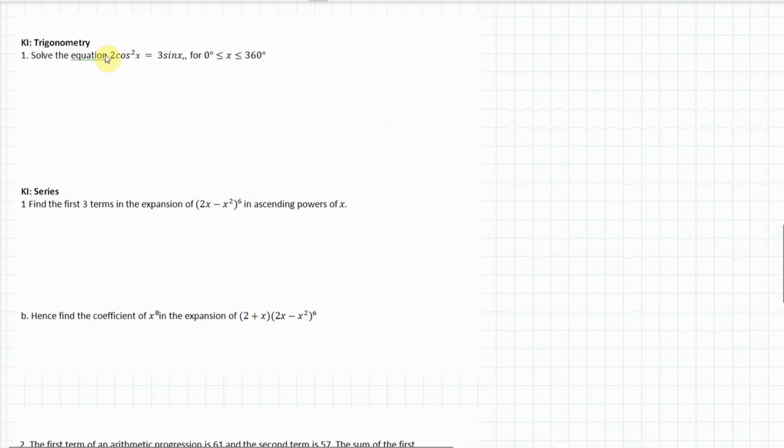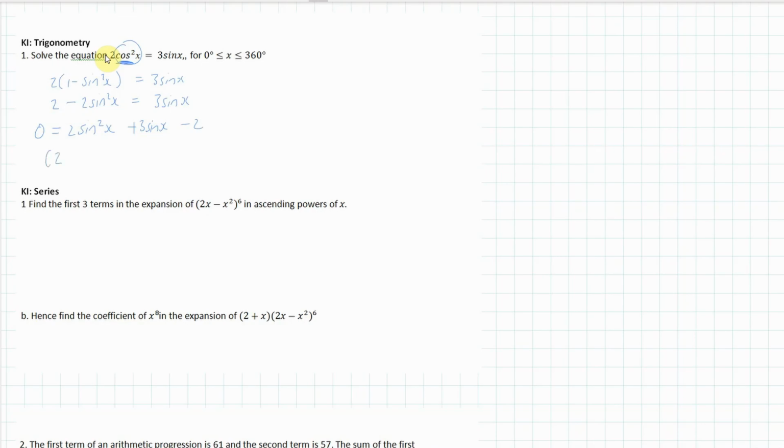We've got this equation. We want to turn everything into sines. I'm going to use my identity here to make this 2 into 1 minus sine squared x equals 3 sine x. So remember what I've told you in class. With our trigonometry, we always want to make sure that we get everything into sines or cosines. So that's why I know how to turn a cosine squared into a sine squared. Now I'm going to bring everything across to the right hand side. So I get 2 sine squared x plus 3 sine x minus 2 equals 0. Sorry about the vacuum cleaner in the background.